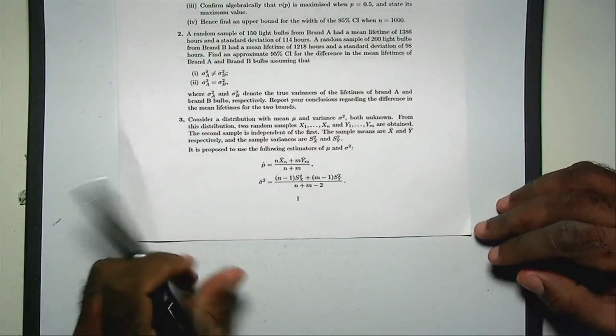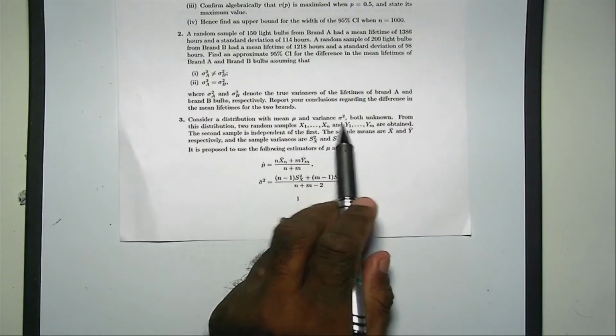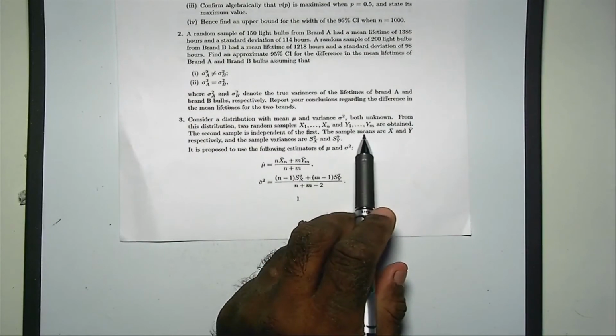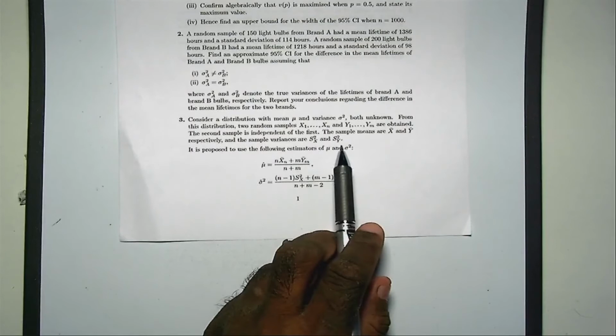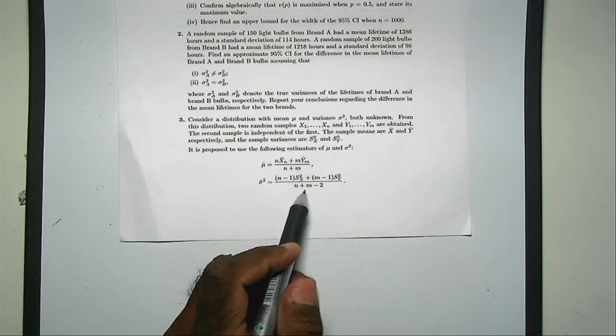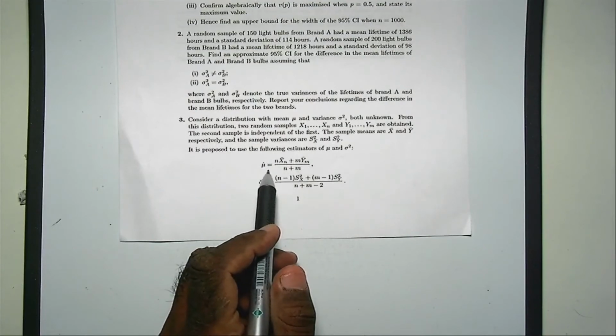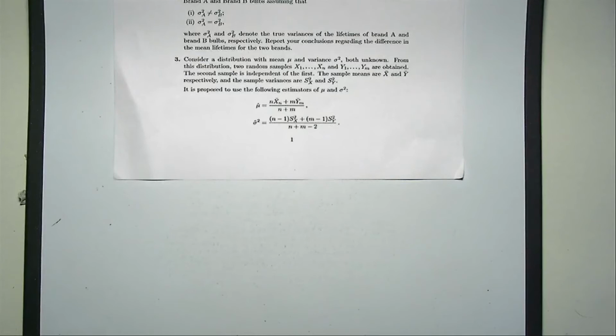Now let's go to question 3. So you have a population with this mean and variance. You have two samples. They are independent, and these are the sample means and these are the sample variances. So you have two different estimators, one for mu, one for sigma squared. The question is, show that both estimators are unbiased. Now, I'm sure you've done questions like this before, so it shouldn't be difficult for you guys.